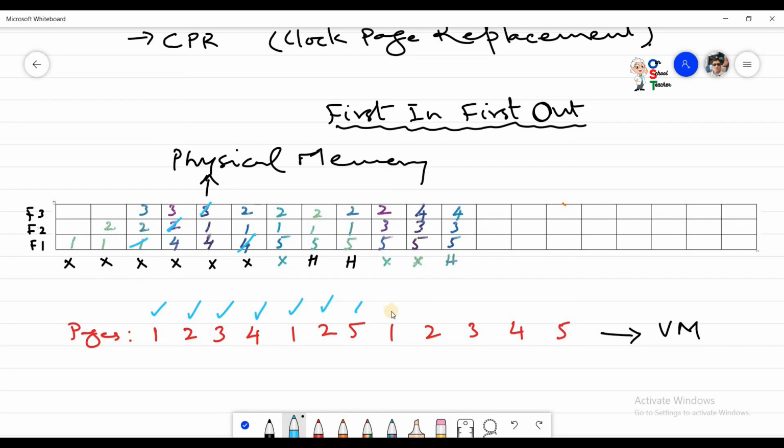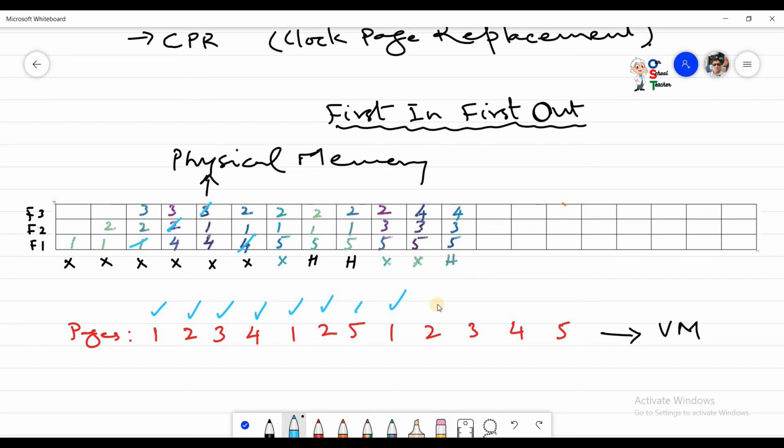After this, we have a situation in which page number 1 is required, and because page number 1 is already there, we don't need to replace any of the pages or any of the frames. So swapping in, swapping out will not happen here. This is called a page hit, right?